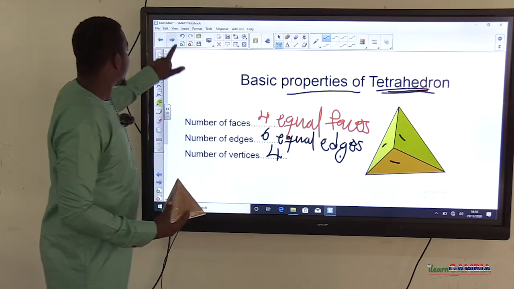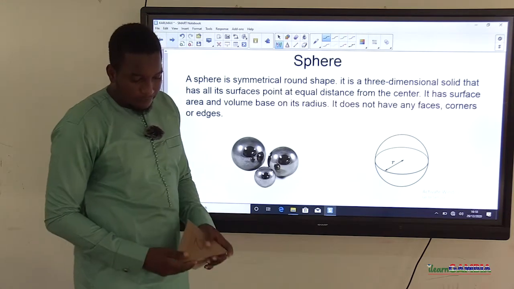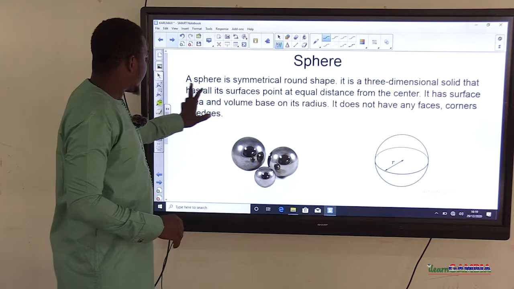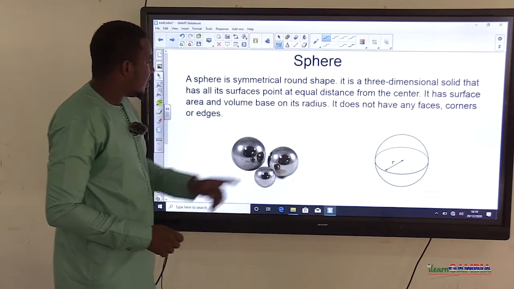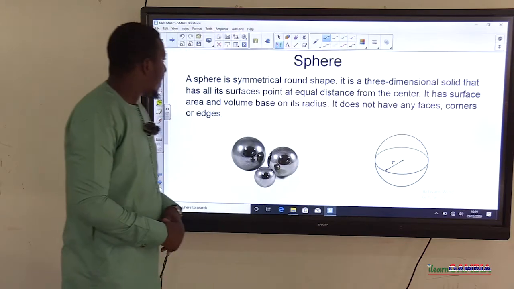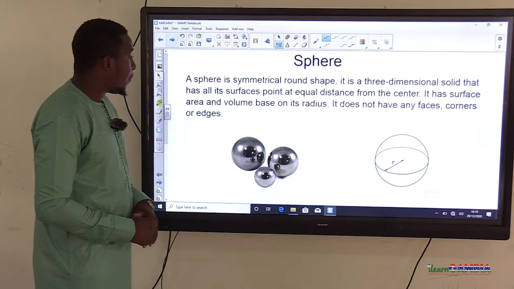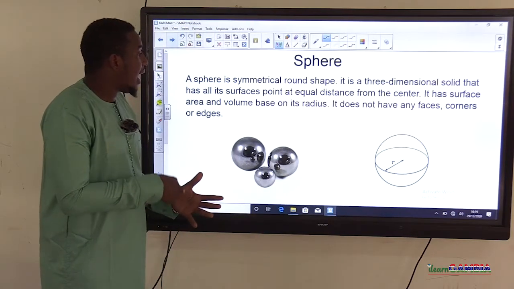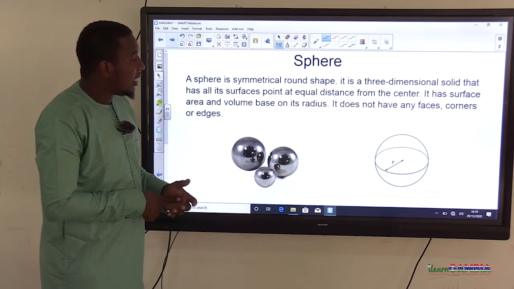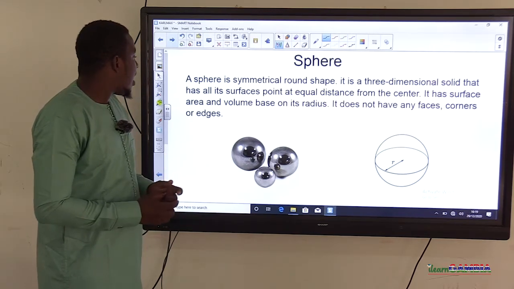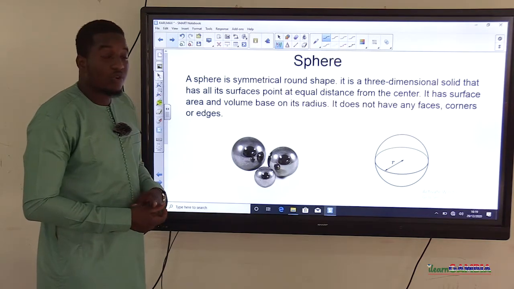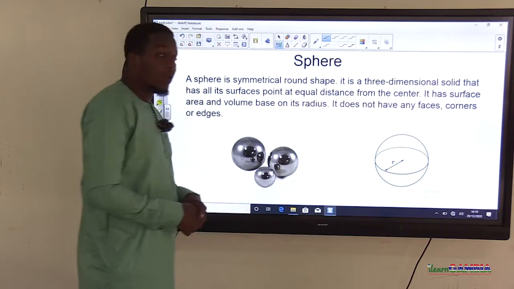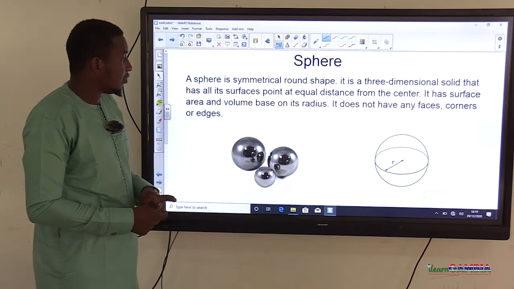So you move on to the next one. We have a sphere. Now, what is a sphere? A sphere is a symmetrical round shape. It is a three-dimensional solid that has all its surface points at equal distance from the center. It has surface area and volume based on its radius. It does not have any faces, corners, or edges. That is something that we are going to talk about later.